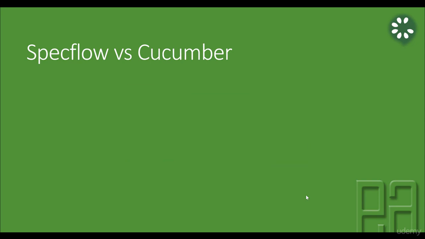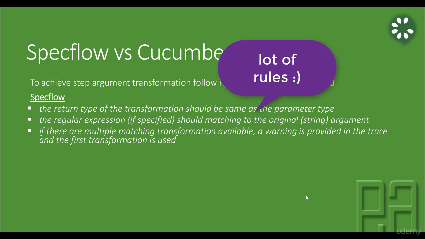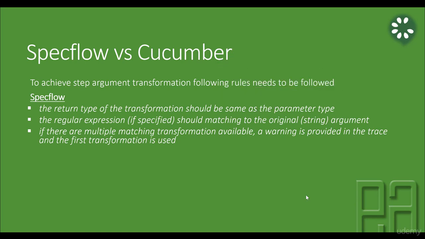So what is the difference between SpecFlow and Cucumber's step argument transformation? To achieve a step argument transformation, following rules needs to be followed in SpecFlow. The return type of a transformation should be same as the parameter type, and the regular expression should match to the original argument. And if there are multiple matching transformations available, a warning is provided in the trace log and the first transformation is being used.